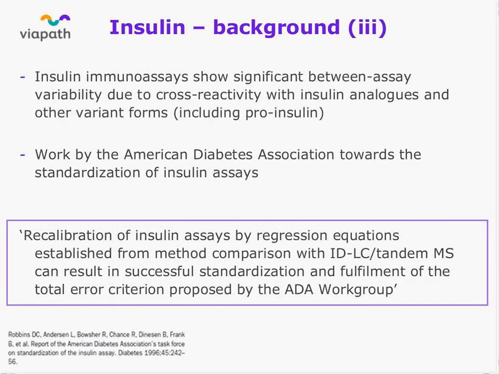The other reason why insulin analysis by mass spectrometry may go on to be very useful is that there is immunoassay to immunoassay variability in terms of the results that are produced, which may well be due to cross-reactivity with other insulin analogues, but also other variant forms of insulin and proinsulin perhaps itself. There is work ongoing by the American Diabetes Association to look at the standardization of insulin assays, and they've stated in this paper from quite a while back, actually, 1996, there's still work ongoing though, that there is a need to recalibrate insulin assays, and the best thing to do is have some sort of reference method using a mass spectrometry-based approach. So that's hopefully what we're going to work towards.